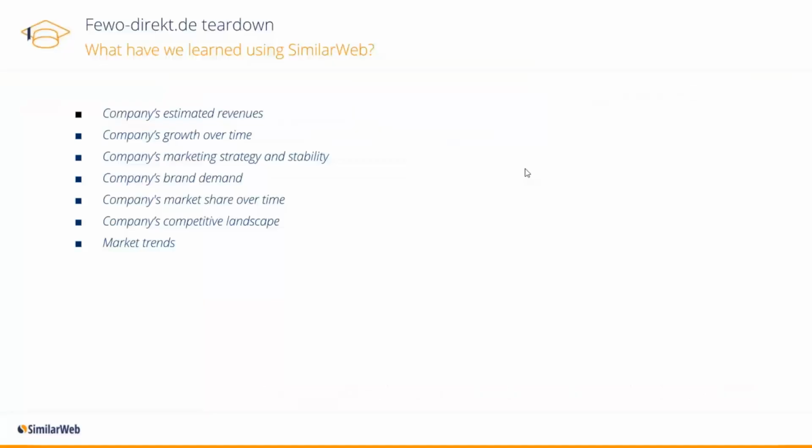Just to go back and see what we have learned in this webinar. What can you learn about a company using Similarweb? We identified how you can assess the company's revenue, the company's growth over time, the company's marketing strategy and stability, the company's brand demand, the company's market share over time and competitive landscape, and also market trends.